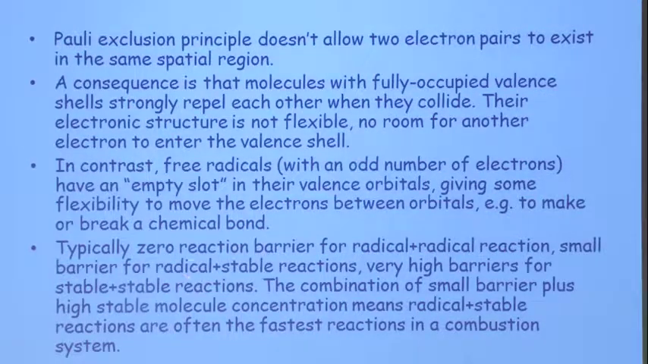And the radical plus stable reactions have some barrier, because you do have to move the electrons around to a slightly less favorable configuration, but it's all inside the valence shell. So the barriers aren't that high, and it doesn't take that much energy to move them. But the stable plus stable reactions basically don't happen, or the barriers are so high you don't see it very much. So the combination of the small barrier plus the high concentration of the stable molecules means that the radical plus stable reactions are much, much faster, typically 2 orders of magnitude faster than the radical plus radical or stable plus stable reactions.